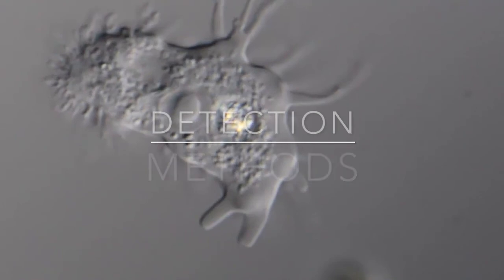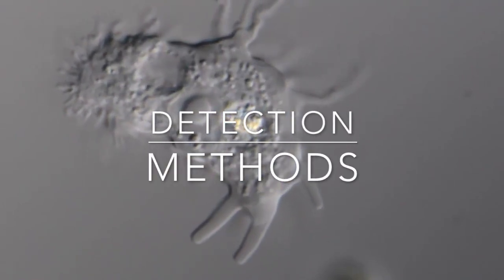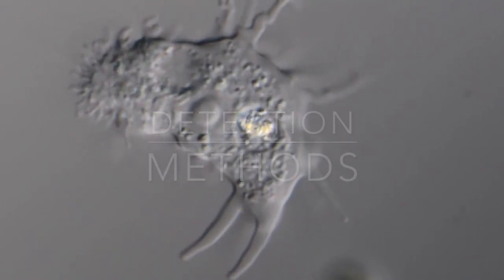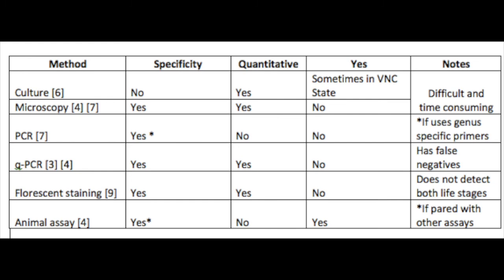There is no perfect detection or diagnostic method to date for the Acanthamoeba in the environment. Pairing of different assays is required to achieve the best results. The common environmental detection methods include microscopy, PCR with genus-specific primers, qPCR, and fluorescence staining. Each method has its own strengths and weaknesses.